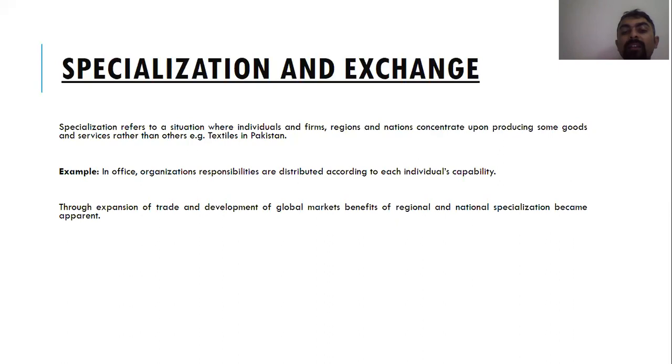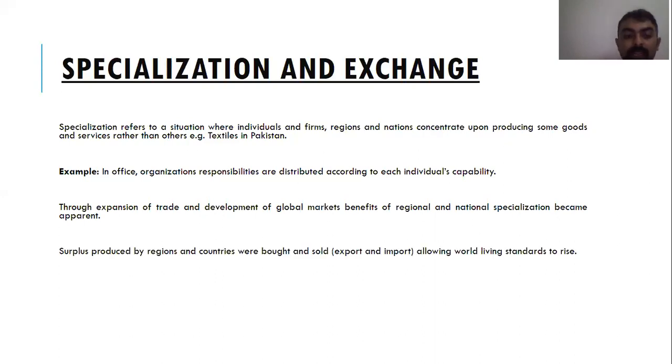Through expansion of trade and development of global markets, the benefits of regional and national specialization became apparent. Obviously, when countries and regions specialize in things at which they are better than others, then resources would not be wasted and the benefits would be reaped by everybody. Surplus produced by regions and countries was bought and sold, exported and imported, allowing world living standards to rise.